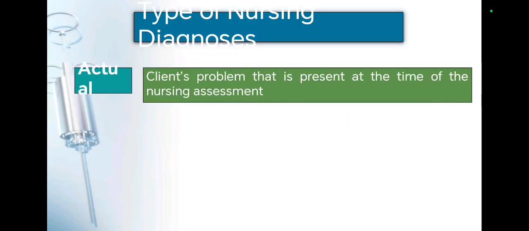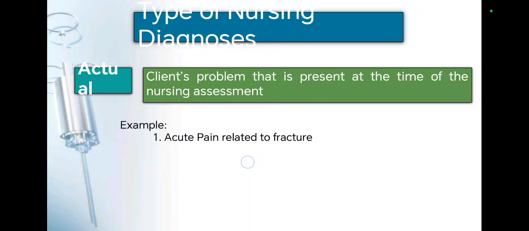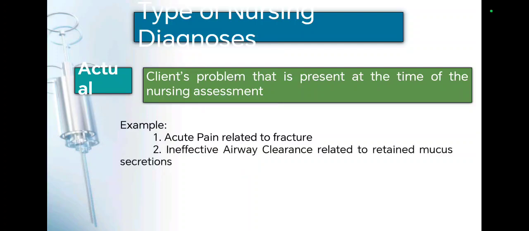Okay. Now, there are different types of nursing diagnosis that we can formulate. First, we have the actual nursing diagnosis. Now, when we talk about actual, from the word itself, it is the client's problem that is present at the time of the nursing assessment. Okay? The moment you had done your head-to-toe assessment or gathering data, you have seen that the patient had an actual problem. So you will now make an actual problem of the patient. So example, we have here acute pain related to fracture, ineffective airway clearance related to retained mucus secretions. Okay, so on and so forth. Just make sure that it is the client's problem at the present time during your assessment.